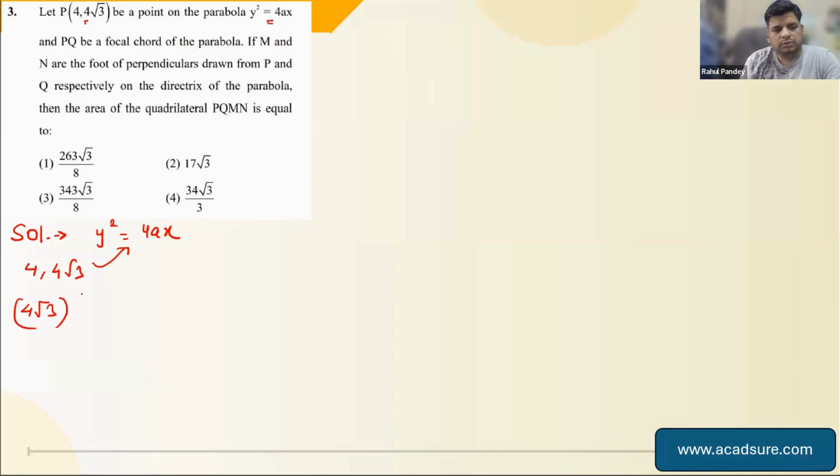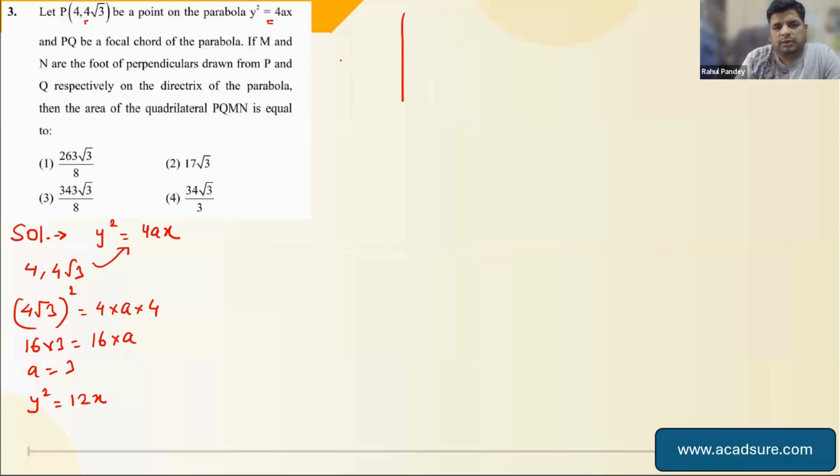(4√3)² = 4 into a into 4. 16 into 3 is equal to 16 into a. a is 3. So the equation of the parabola is y² = 12x.